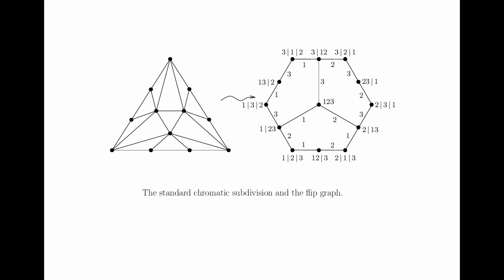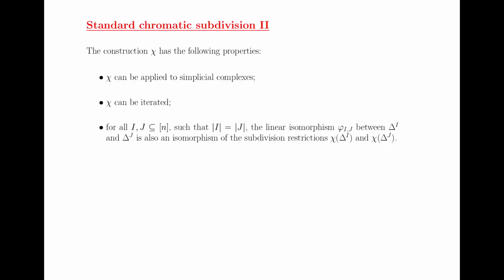So the model is, like I said, the standard chromatic subdivision, and dual to this is actually their original model, this flip graph, where each vertex is an execution, and the edges connect executions which are compatible with all. So you would have this picture here.